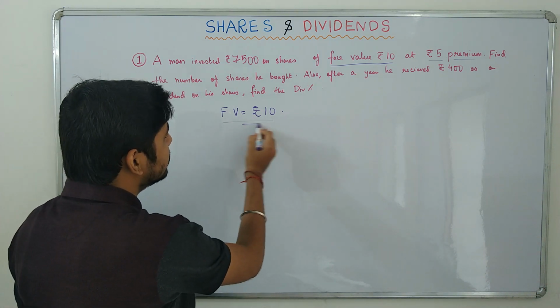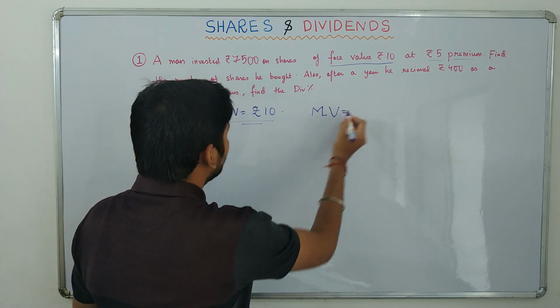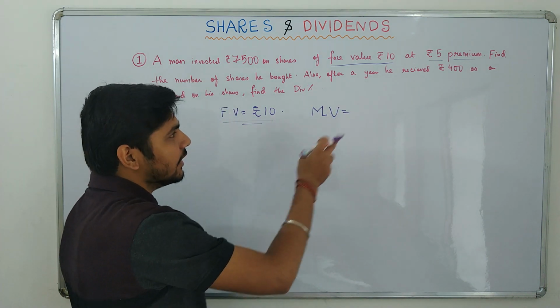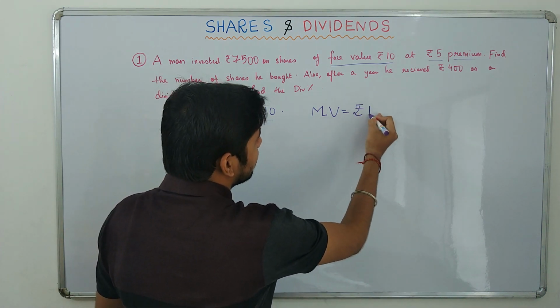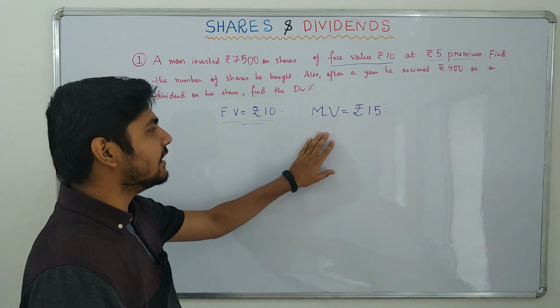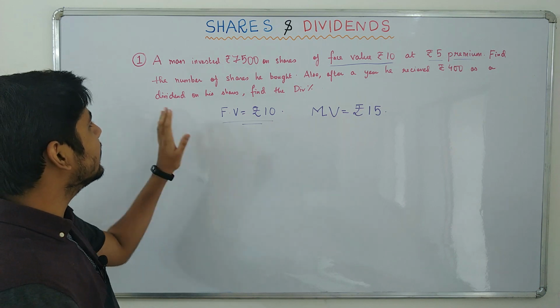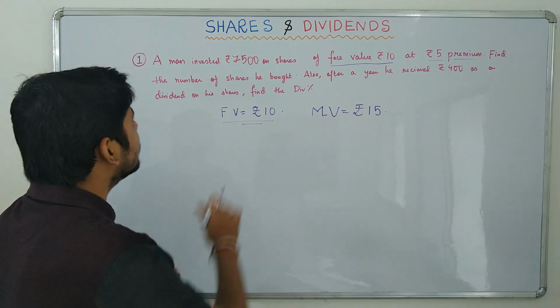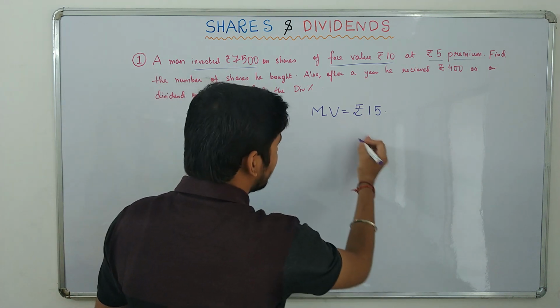So we have the face value is equal to rupees 10 here. The market value will be equal to the face value, which is rupees 10, plus the premium, which is rupees 5. That means rupees 15. So we get the face value rupees 10 and the market value rupees 15. Now first of all, we have to calculate the number of shares he bought. We also have the total money invested, which is rupees 7500. So I'll write that also.